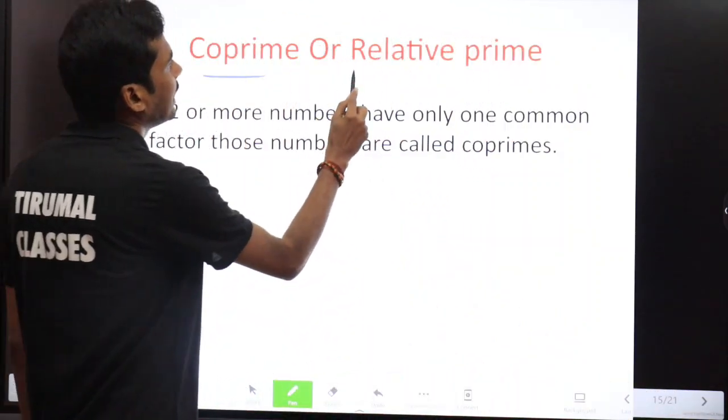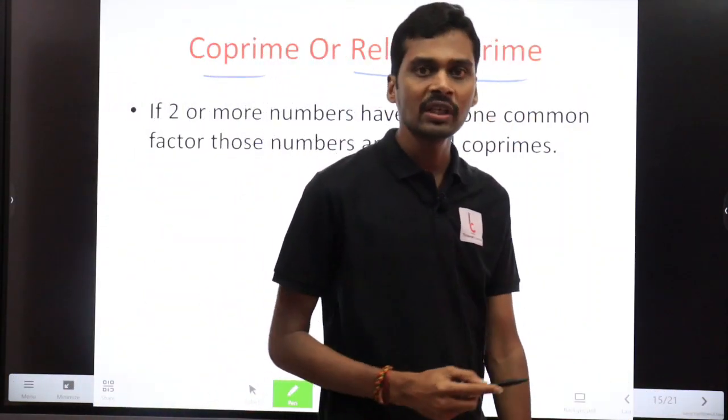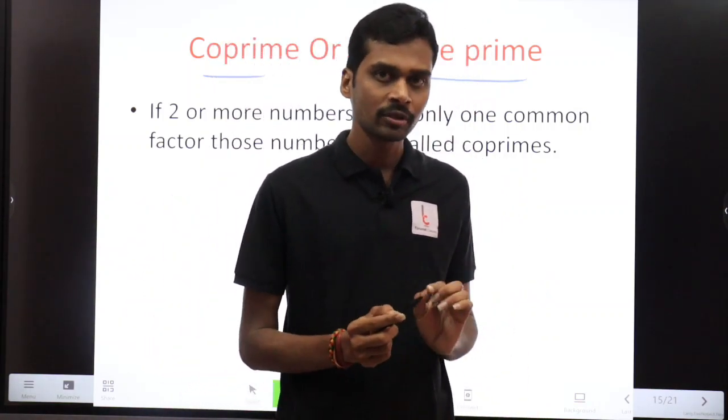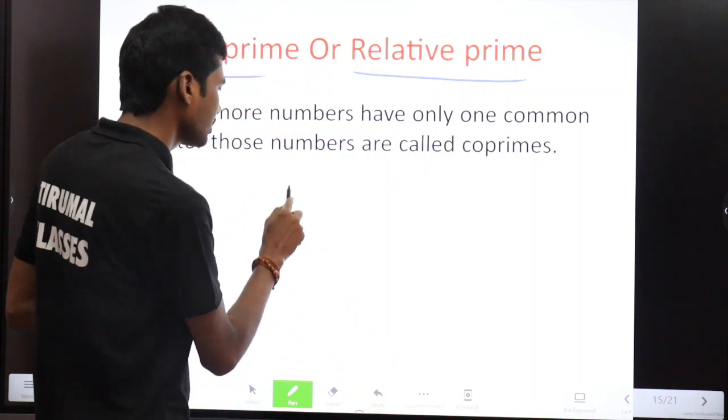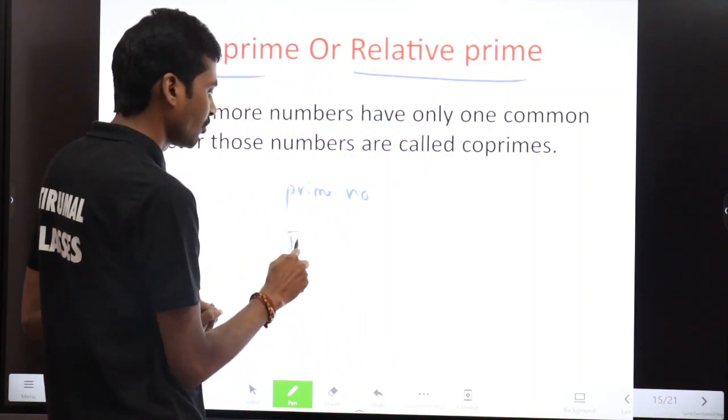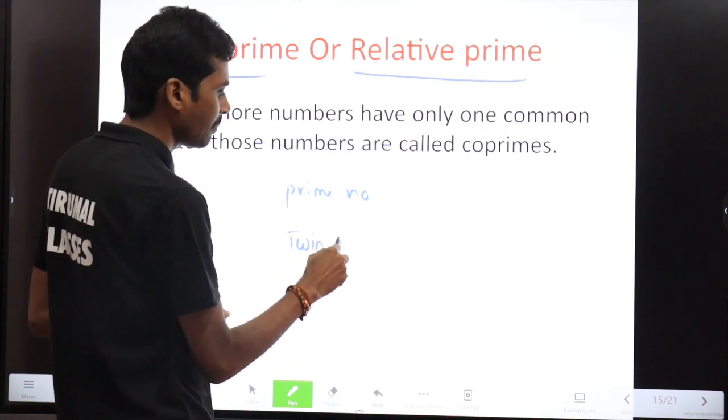Let's take another one. Co-prime or relative prime. Don't confuse the terms. So we have prime numbers. Prime numbers are different. Next, twin prime numbers. Twin prime numbers are different.